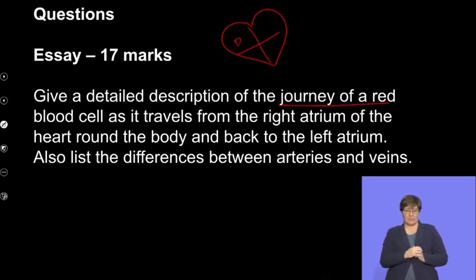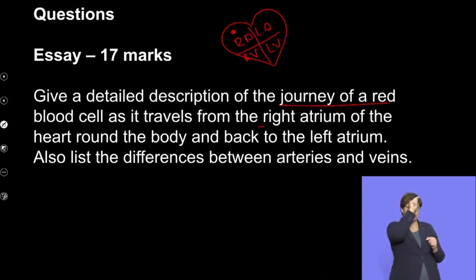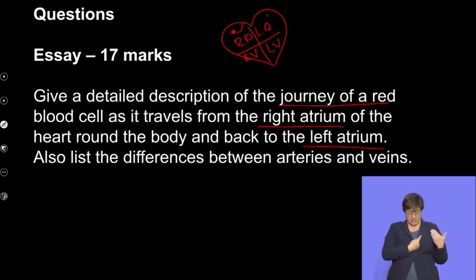Right, okay, right atrium, right ventricle, right A, right V, left A, left V, right? So the journey starts here. There's my little red blood cell. And how it goes, it travels from the right atrium, here's our start, of the heart, round the body and back to the left atrium. So it needs to come back over here.